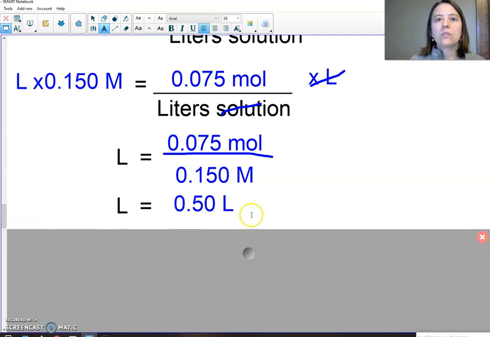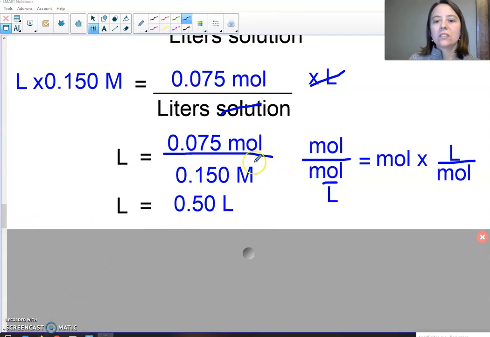Let's look at how the units work out in this fraction. Looking at our units, we have moles over molarity. So we have moles over molarity, which we know is moles divided by liters. And we know that dividing by a fraction is the same as multiplying by its reciprocal. So we have moles times liters over moles. And then we can cancel what's on the top with what's on the bottom, and we're left with liters, just like we have there.